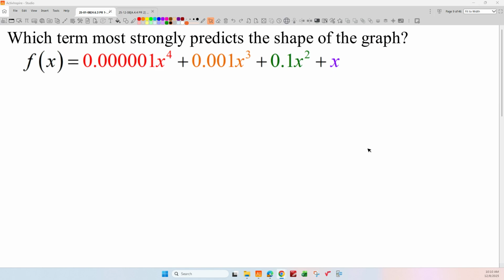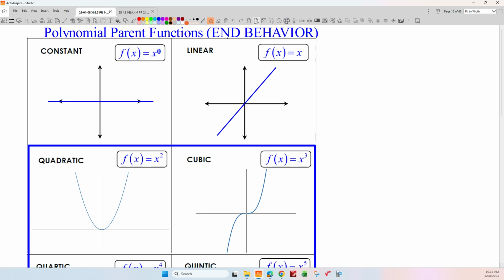Well, the moral of the story here is for large values of x, the leading term dominates the polynomial. The rest of them don't even matter when x gets really, really big. We can just ignore all the other lesser terms and only look at the leading term. So this is what we call the end behavior of a function. What do we mean by the end behavior?